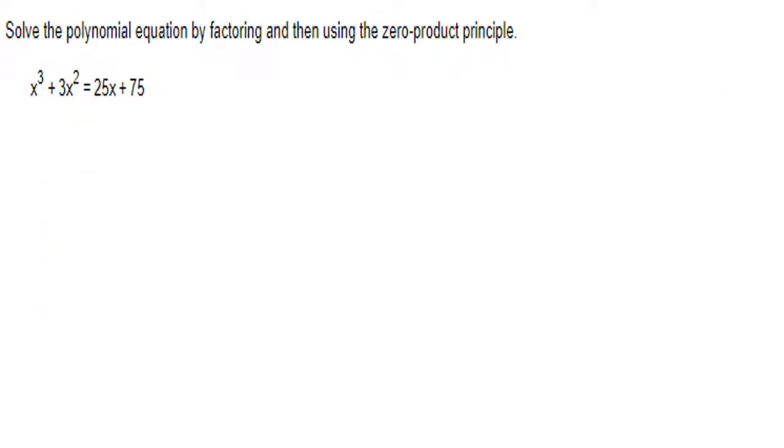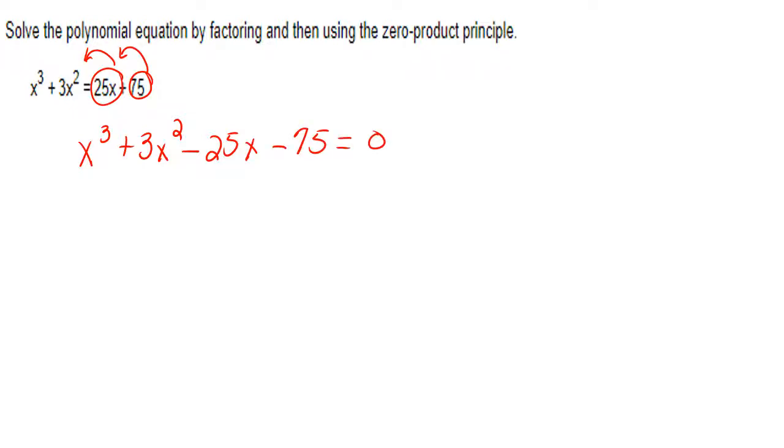Here's another example of factoring. Notice that my degree is 3 and all of the terms are not on the left. So I take and move over each term. Now I have x to the third plus 3x squared minus 25x minus 75. This type of polynomial is best factored with the grouping method.